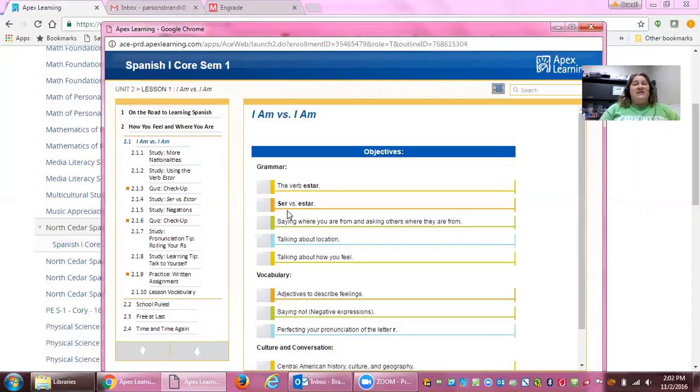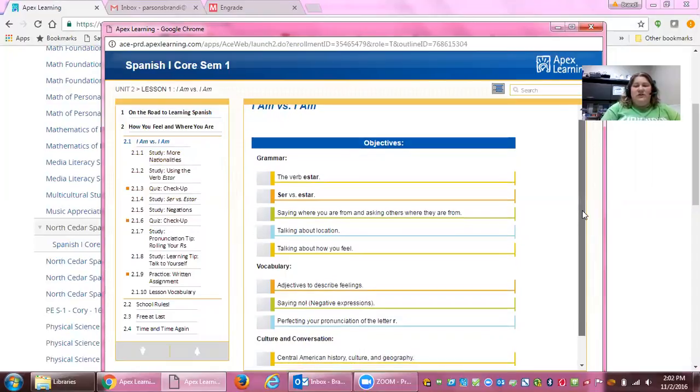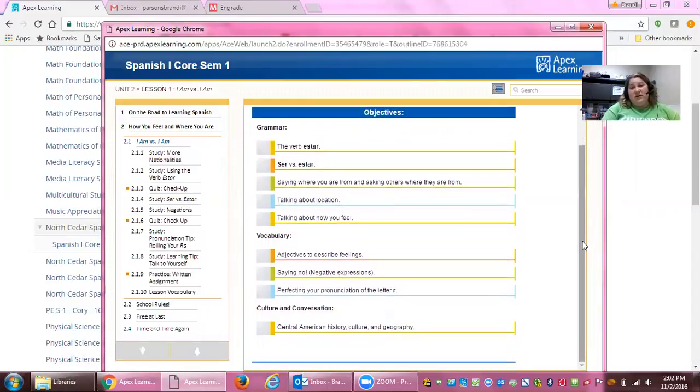When you're talking about where someone is from, you say ¿De dónde eres? and the person responds, soy de los Estados Unidos, which means they're from the US. So in this unit, you're going to learn about ser versus estar, saying where you are from and asking others where they are from, talking about location, and talking about how you feel. Vocabulary is adjectives to describe feelings, saying no with negative expressions, perfecting your pronunciation of the letter R, ere, and Central American history, culture, and geography.